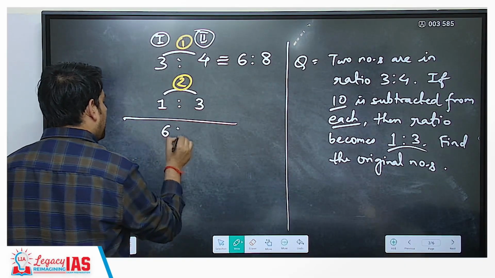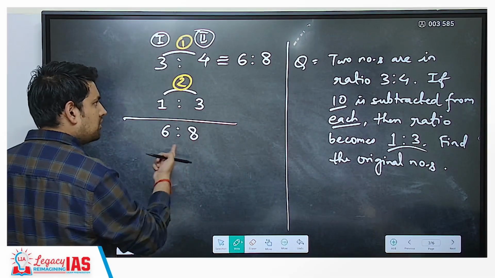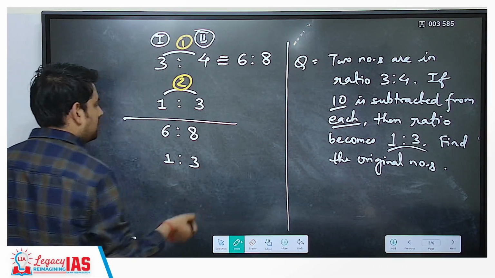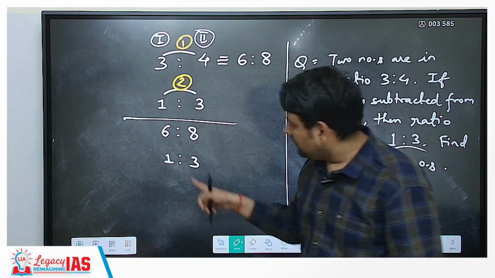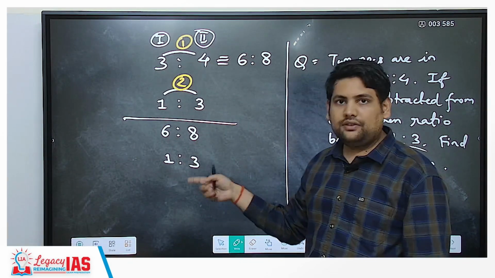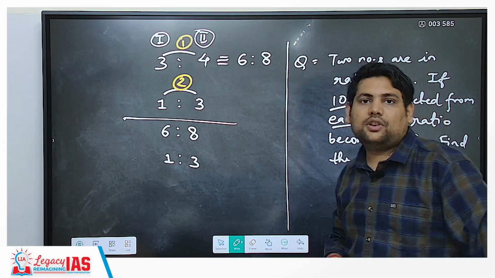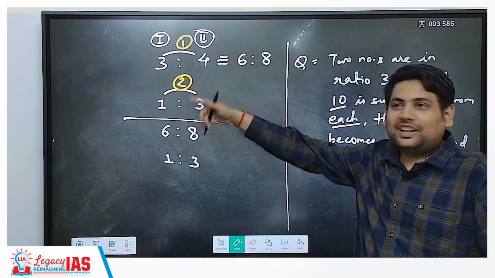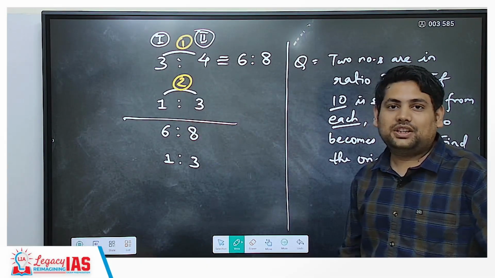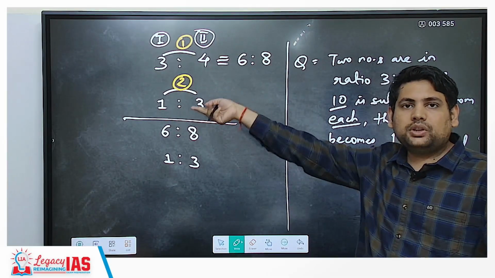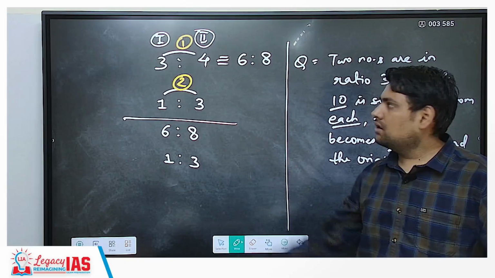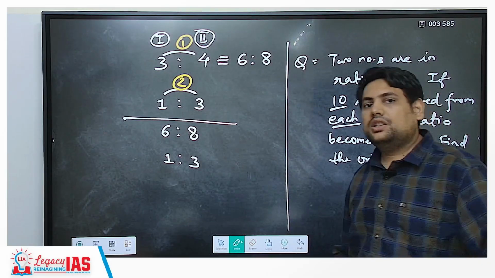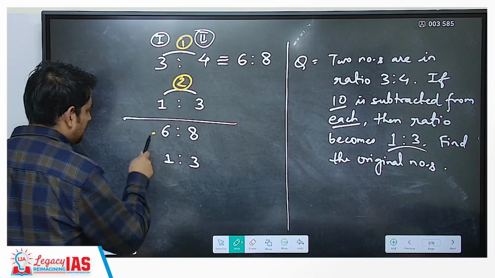But now I take 6:8 as the new original ratio between the numbers, and the other becomes 1:3. Correct? Now can you see the difference between them? 6 and 8, difference 2, 1 and 3, difference 2. That is, now it is in the format of our type 1. We had to do this before, so you directly do it, because the difference has to be same. That is the whole point of it. So we made the difference same by using equivalent ratios.